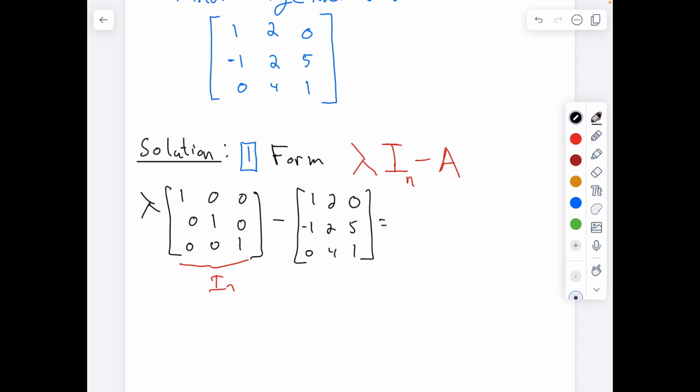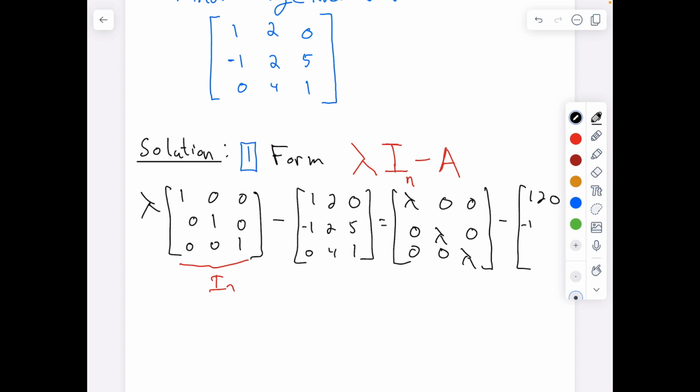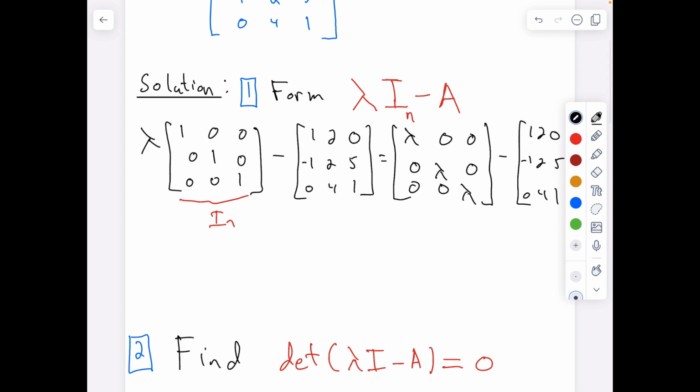And I'm going to distribute that lambda in there because we're allowed to do that with the algebra of matrices. Every entry gets multiplied by lambda. Now I'm going to subtract these 2 matrices, which involves subtracting each entry. If I do that, I get lambda minus 1, 0 minus 2 which is minus 2, 0 minus 0 is 0, 0 minus negative 1 is 1, lambda minus 2, 0 minus 5 is minus 5, 0 minus 0 is 0, 0 minus 4 is negative 4, and then lambda minus 1.